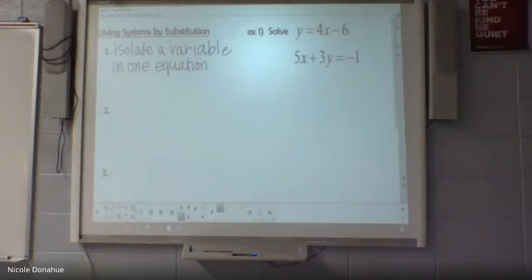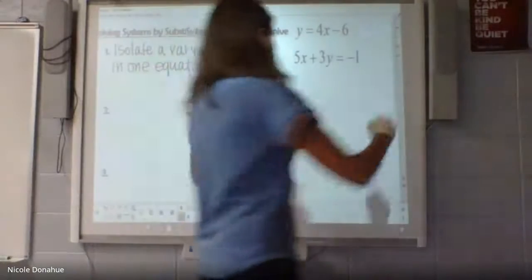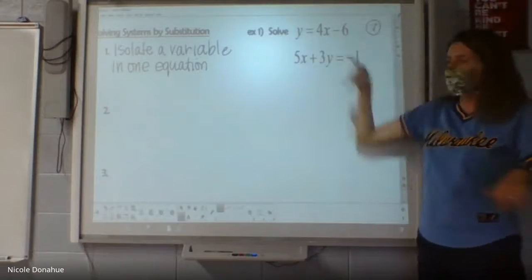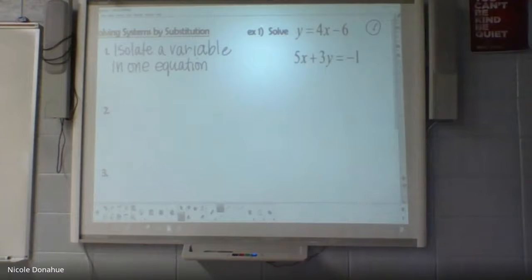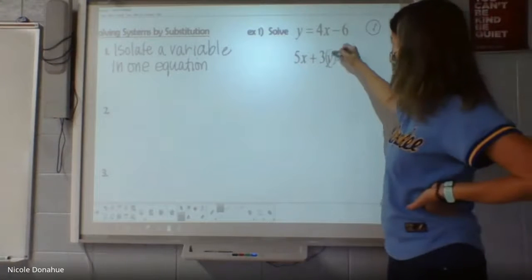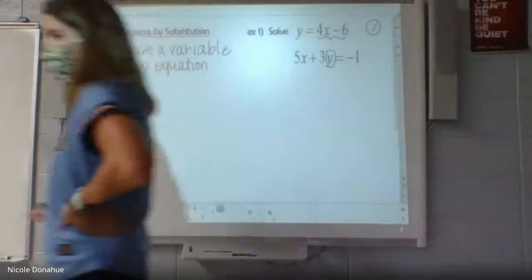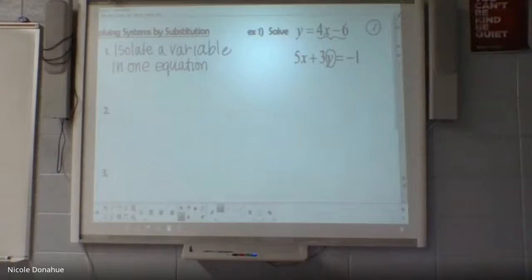We want to get a variable alone in one of the equations. So in this case, that's already done for us here. Step one is done. We have a variable alone in that top equation. So what we're going to do for substitution is take that equation and substitute it into the other one in place of y. I know y is 4x minus 6. We're going to replace y in the other equation with that.